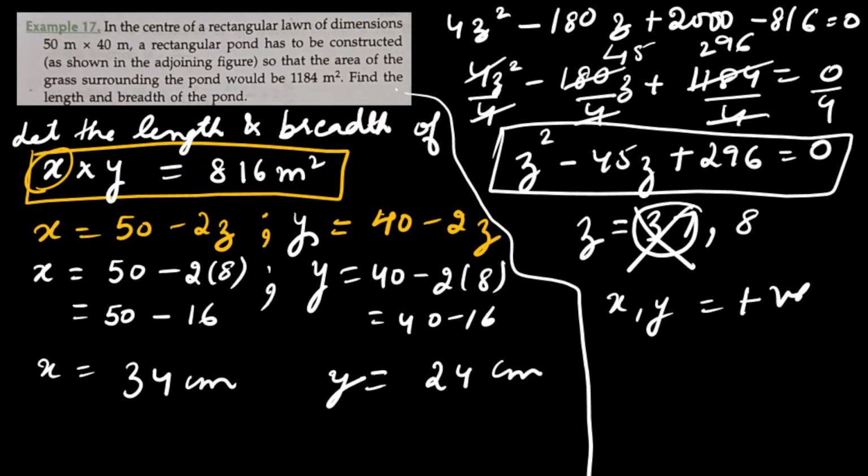So I hope this is clear. We have found the value of x and y. So x is equal to 34 centimeter and y is equal to 24 centimeter. So here we have completed this question.